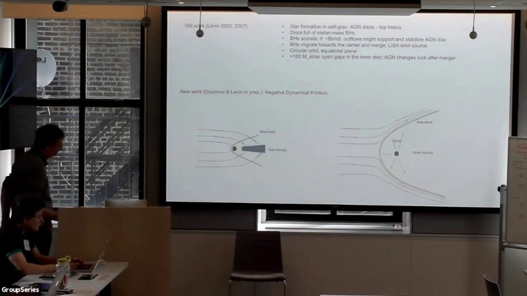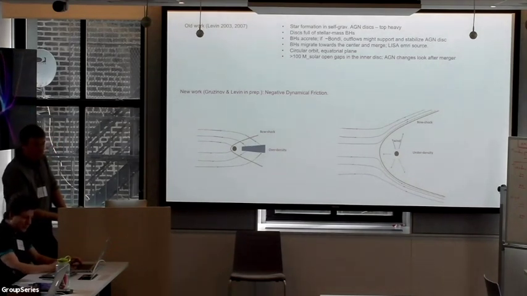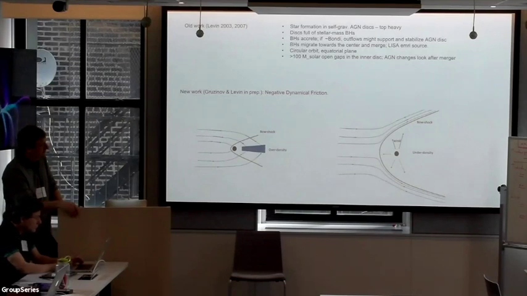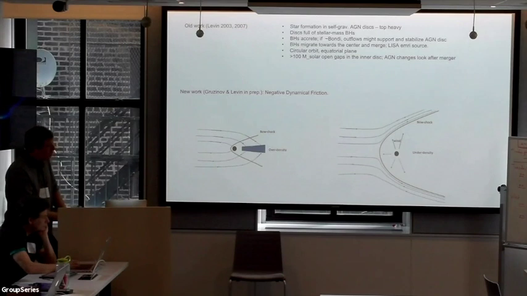Then if the disk persists, and this is a big if, for a longer period of time, if you assume that these disks live for like several 10 million years or whatever, then these massive stars have time to evolve and form black holes. So these long-lived disks, you expect them to be full of stellar mass black holes. These black holes certainly accrete mass from the disk.